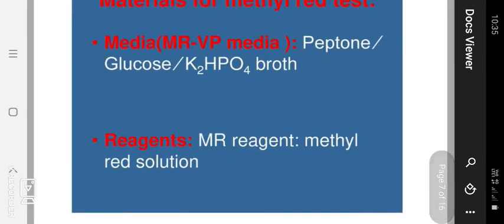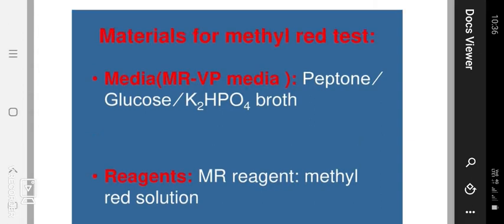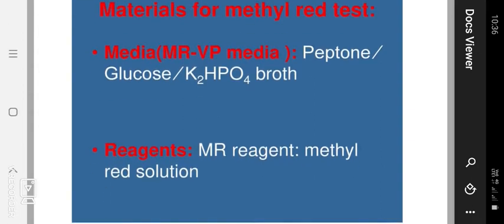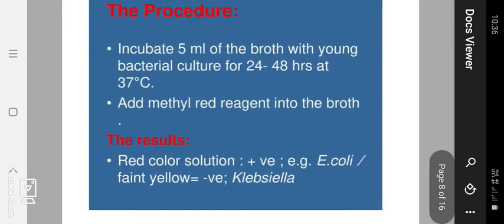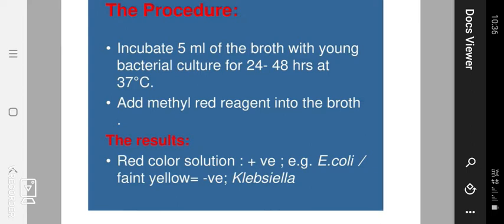For materials and methods, the media is MRVP media: peptone, glucose, K2HPO4 broth. It's easily available in our lab. The reagent is methyl red solution. The procedure is to incubate 5 ml of the broth with the young bacterial culture for 24 to 48 hours at 37 degrees Celsius.